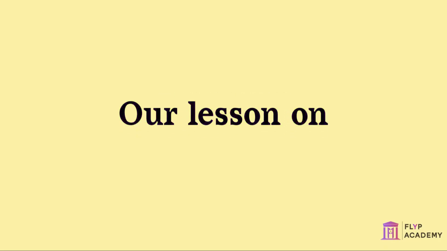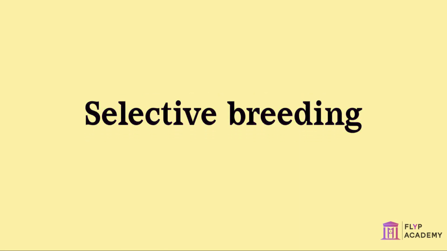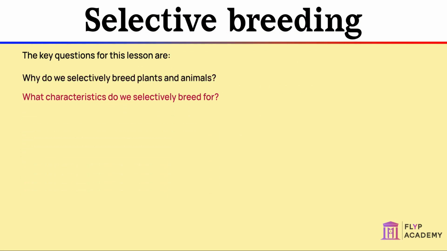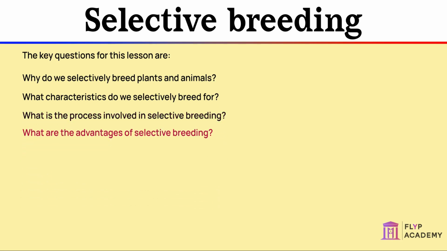Welcome to our lesson on selective breeding. The key questions for today are: why do we selectively breed plants and animals? What characteristics do we selectively breed for? What is the process involved in selective breeding? What are the advantages of selective breeding? What are the disadvantages of selective breeding?